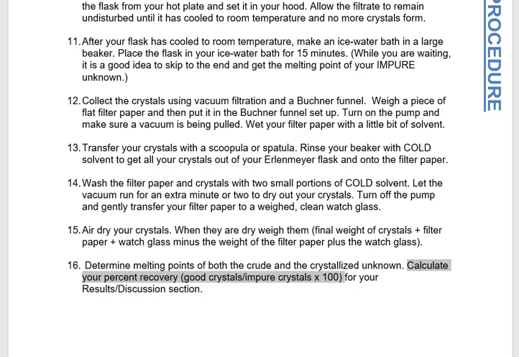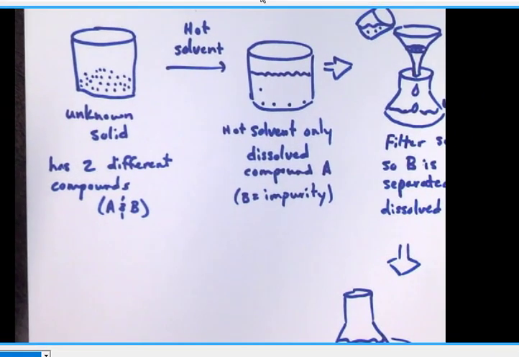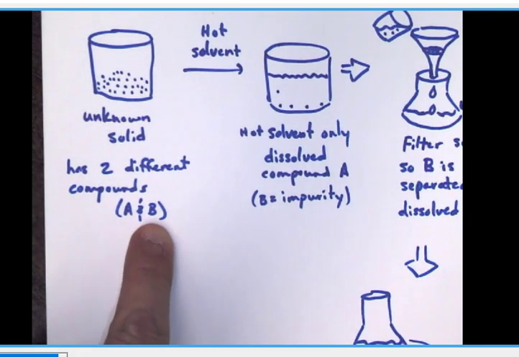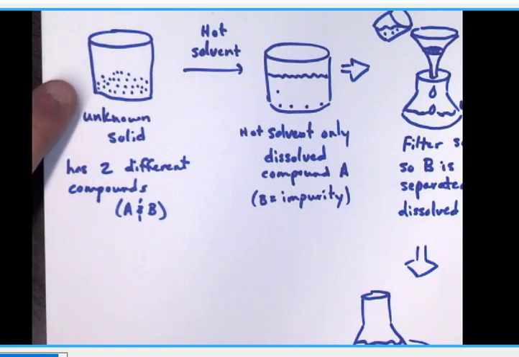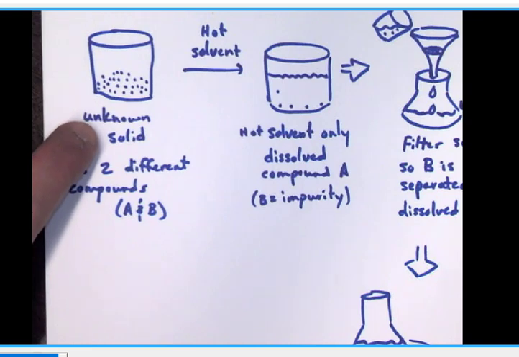All right, now as a general overview of what you're going to be seeing here, you're going to start with an unknown, and that unknown is going to have, we can think of it as, two compounds in it. It's going to have compound A, the one you want to dissolve, and then compound B, which is just an impurity. If you were to take this unknown mixture and put it in a solvent at room temperature, nothing happens. You don't see anything dissolving.